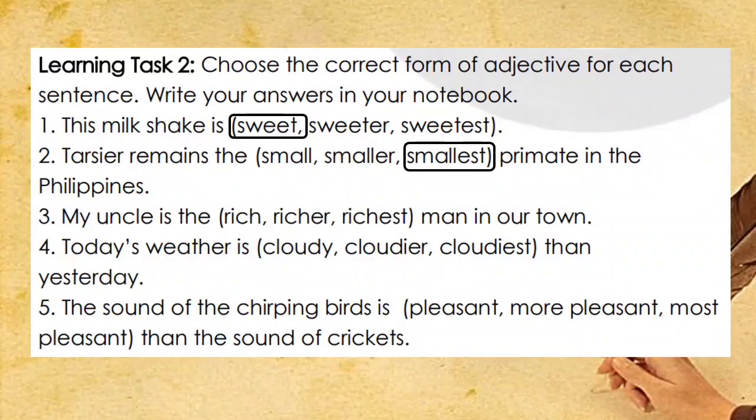Now for number 3, my uncle is richer, richest man in our town. The correct answer is richest. That's correct. Number 4, today's weather is cloudy, cloudier, cloudiest than yesterday.